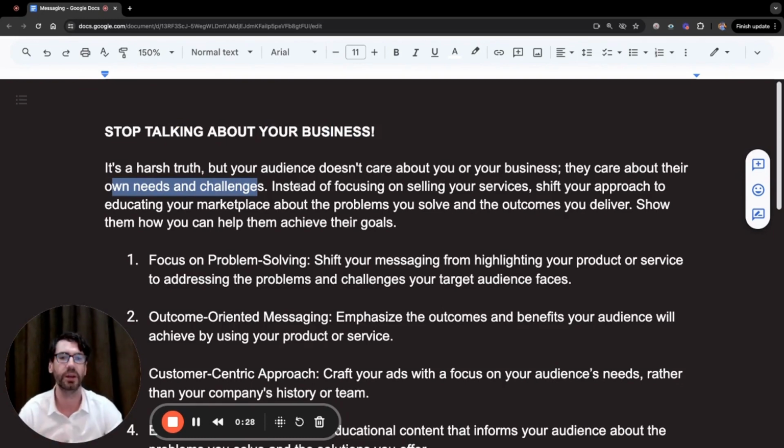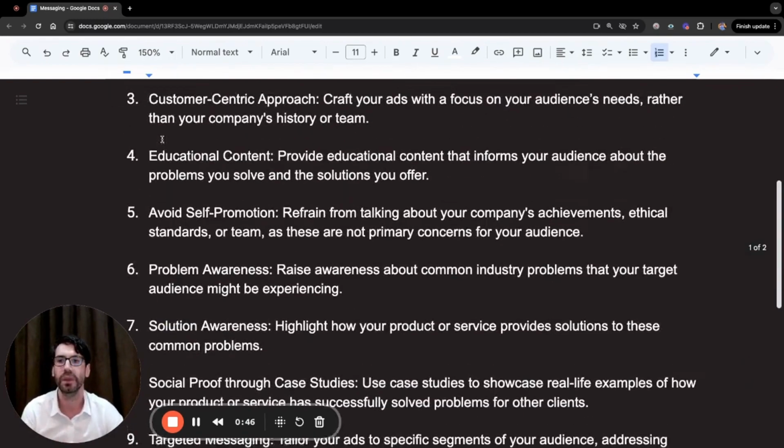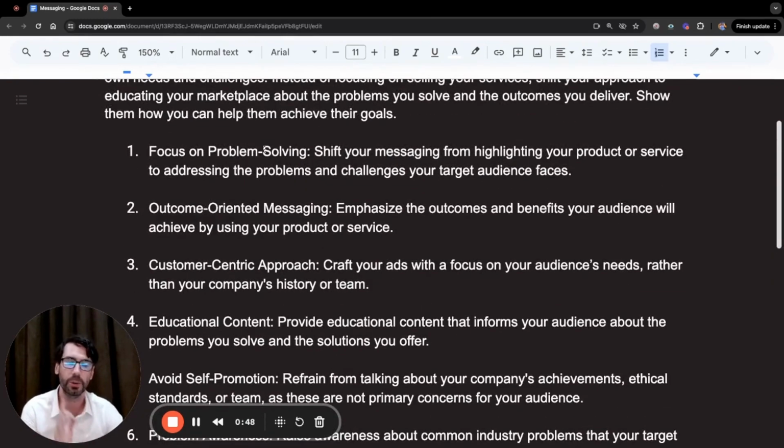So instead of focusing on selling your services, shift your approach to educating your marketplace about the problems that you solve and the outcomes that you deliver. Show them how you can help them achieve their goals. By doing that, the first step of 10 is to focus on problem solving. Shift your messaging from highlighting your product or your service to instead addressing the problems and challenges that your audience faces.